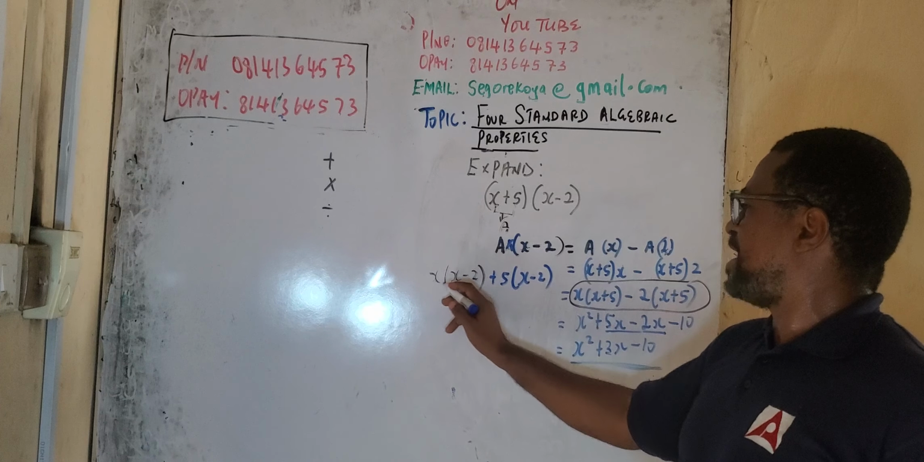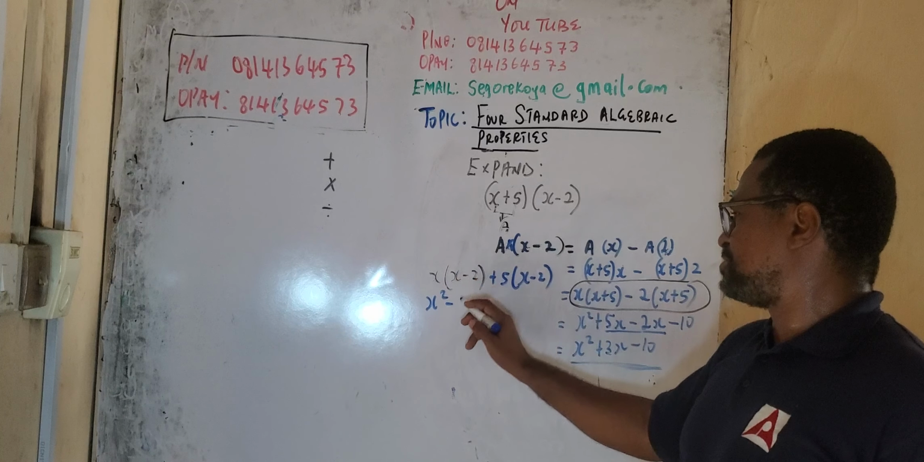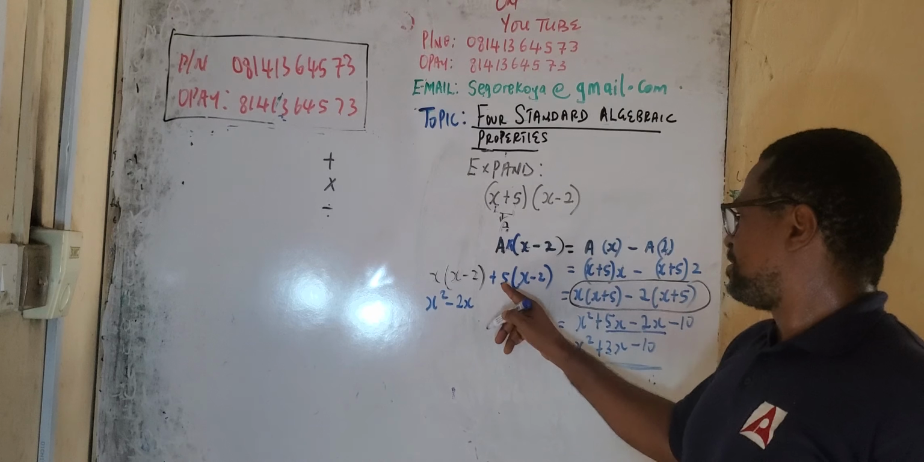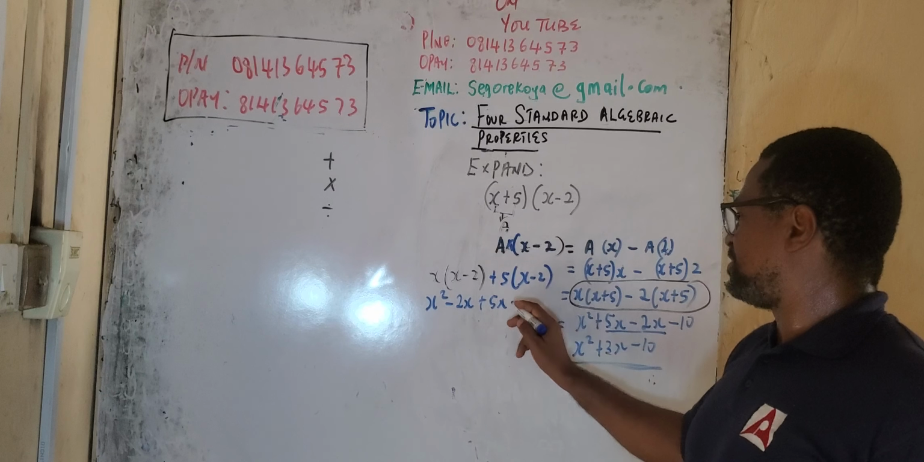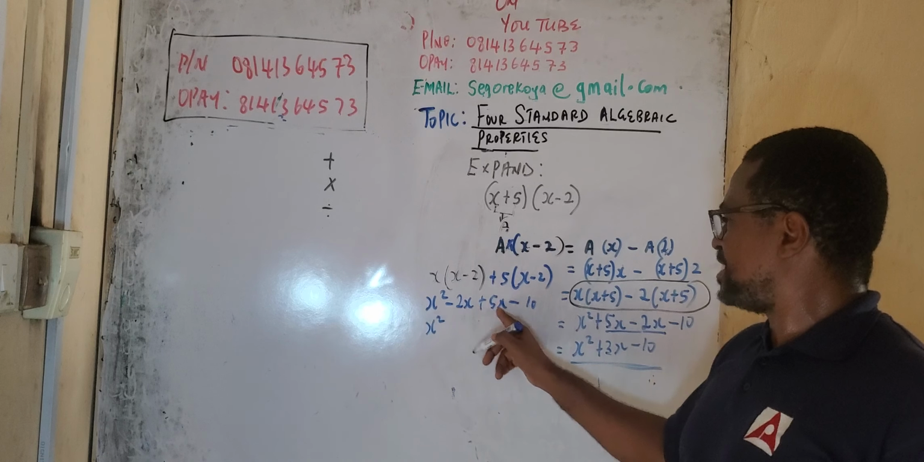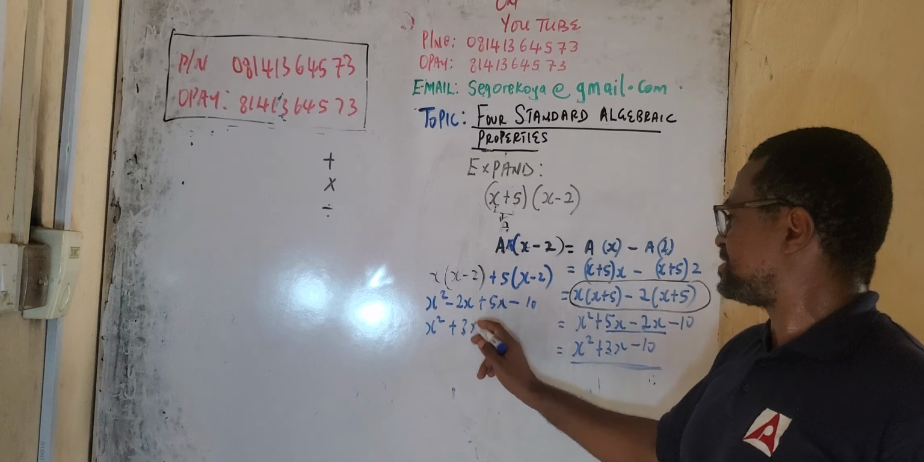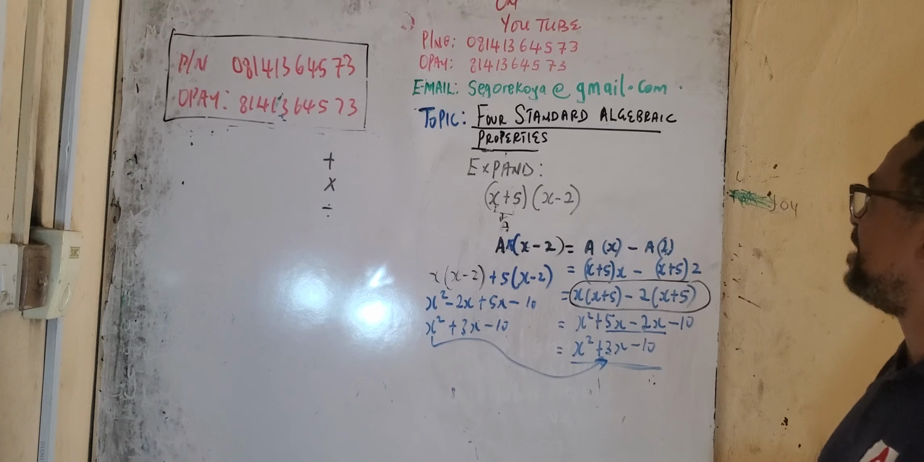So open the bracket, x times x gives us x squared, minus x times 2. x times minus 2 gives us minus 2x. Plus 5 times x gives us plus 5x. Plus times minus gives us minus. 5 times 2 gives us 10. So I have x squared minus 2x plus 5x gives us plus 3x minus 10. You can see that we still get the same answer as what we have here.